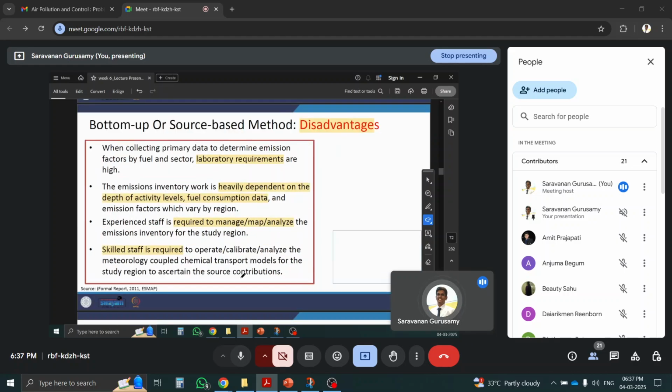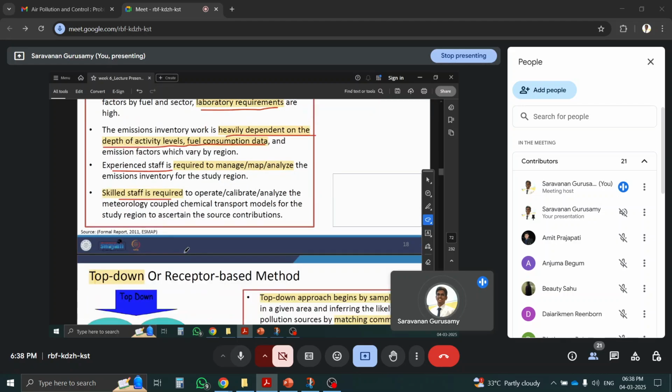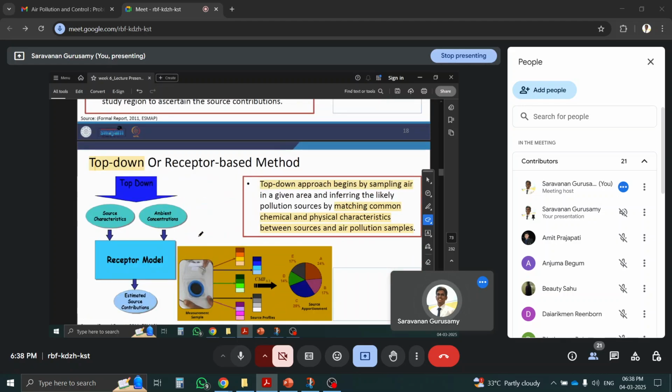But the disadvantage of this model is it requires laboratory equipment to assess how much pollution level, and it depends heavily on the depth of activity levels and fuel consumption data. And experienced staff are required to manage the maps and analyze, skilled staff as I mentioned. So now we are converting to the top-down approach.